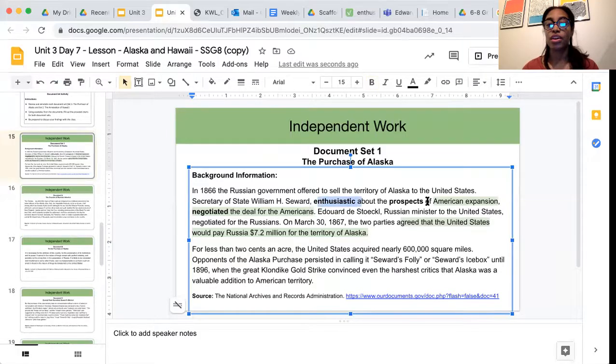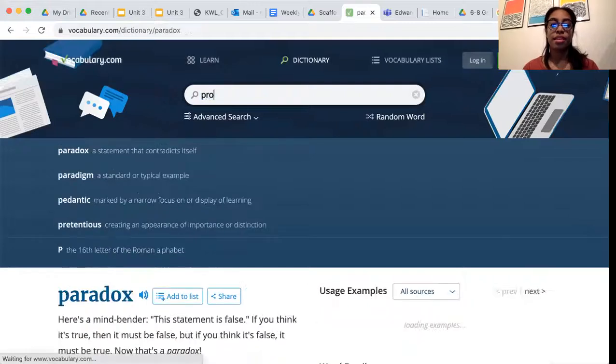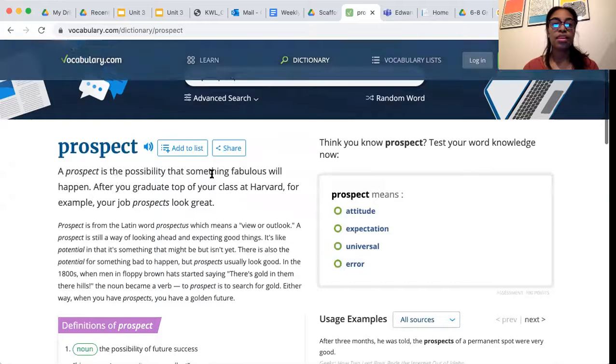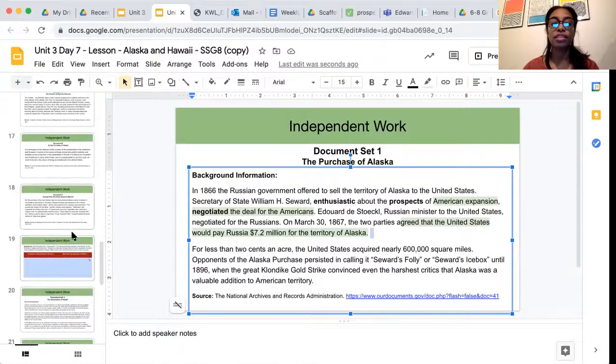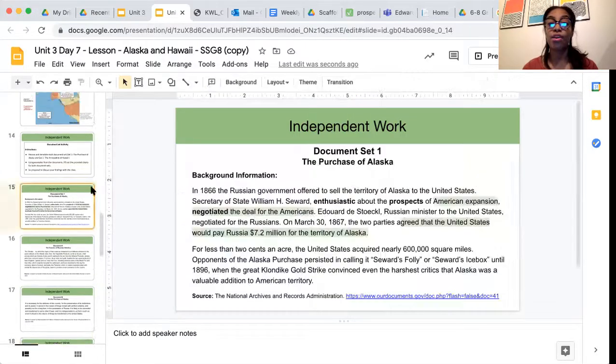So this is good. And prospect means this. Let's use vocabulary.com. What is a prospect? The possibility of getting something. I hope that this helped you, and as you continue to annotate, make sure to reference your work here. What was in support, in favor, in agreement, and what was against or opposed, not in favor or agreement to the purchase of Alaska. So far, we know that this is in agreement, right? This background information here. Okay?